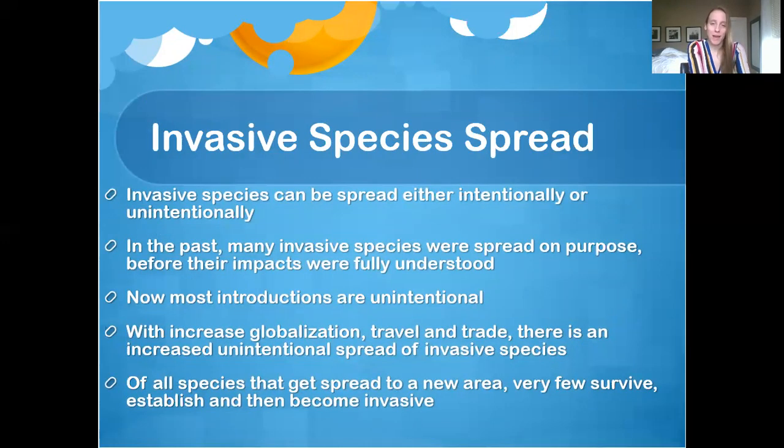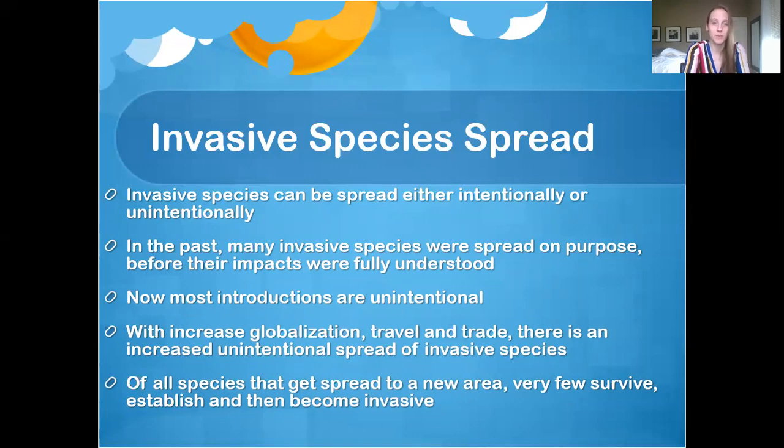So we've talked about the impacts of invasive species. I'm going to briefly touch on how they spread to new areas. Like I mentioned previously, it can be either accidental or intentional. In the past, we did spread a lot of invasive species on purpose before we really understood the impacts of invasive species. But nowadays, most introductions are unintentional. However, with an increase in globalization, trade, travel, all of that kind of stuff, there is a lot of unintentional spread that is still happening.